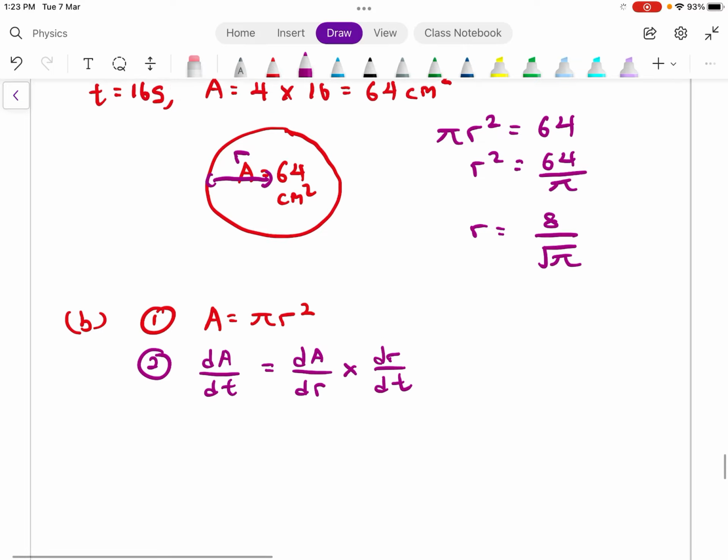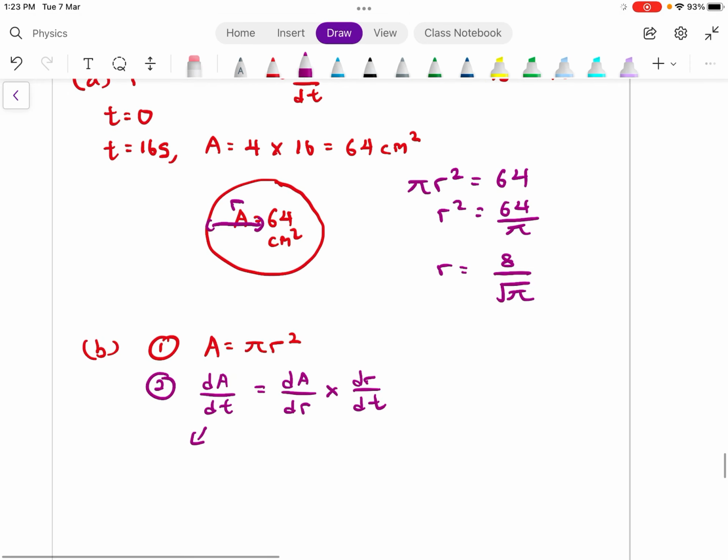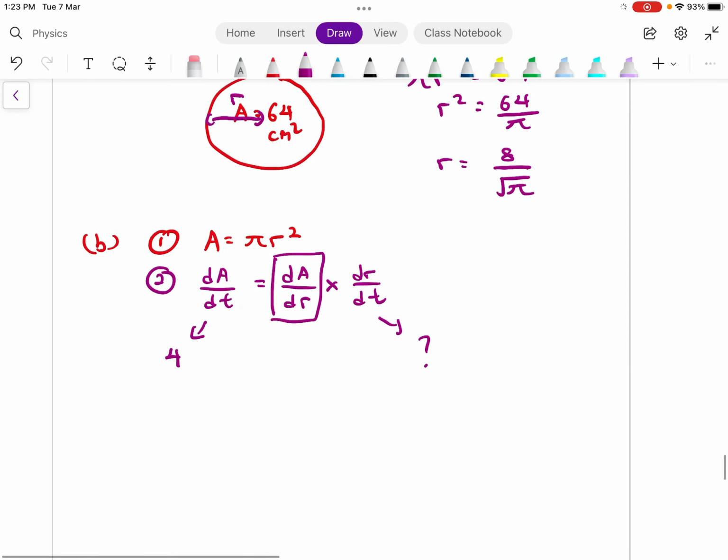Let's determine what we have. We have dA/dt, which is given by 4. I want to find dr/dt, which I don't know. So the next thing I need to do is determine dA/dr. That's why we need the first step. It's very important, especially when dealing with word problems, that we form our own equation, and it is normally related to a mensuration formula, like the area of a circle or area of a sphere, which you need to know.